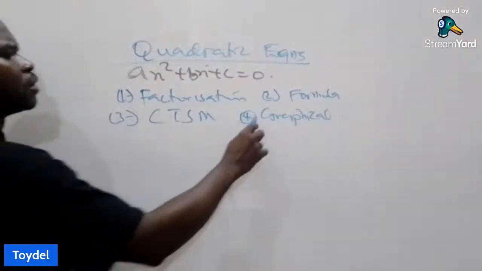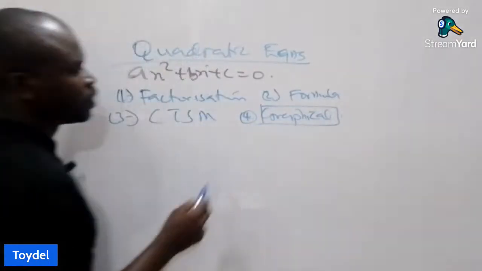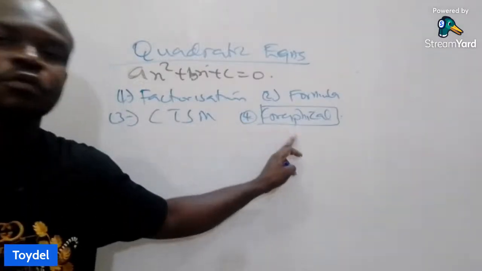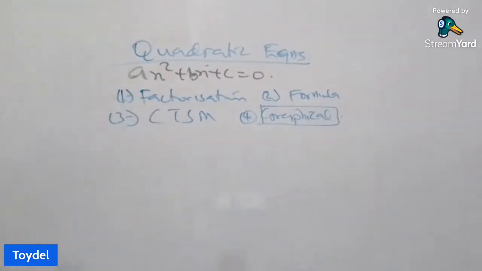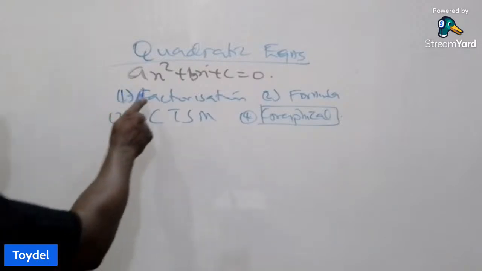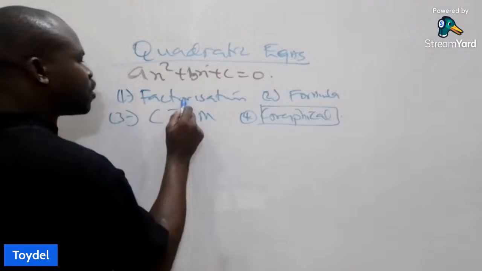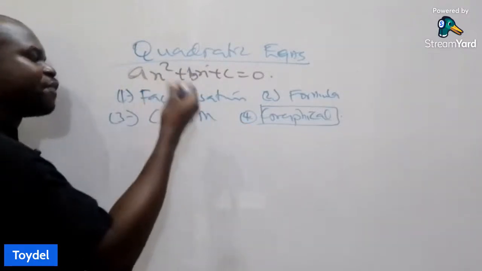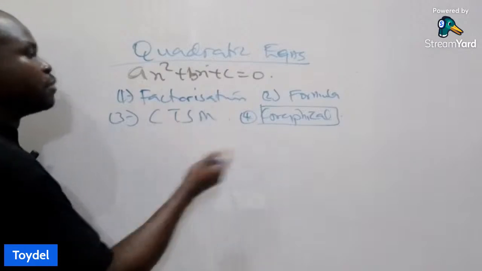But there is limitation to this fourth method, graphical method. For us to be able to solve this quadratic equation using graphical method, we must use the graph. So if graph is not available, then we can't do that, because the use of graph is required. The factorization method also has its own limitation. Not all quadratic equations are factorizable. There are some that you won't be able to factorize.